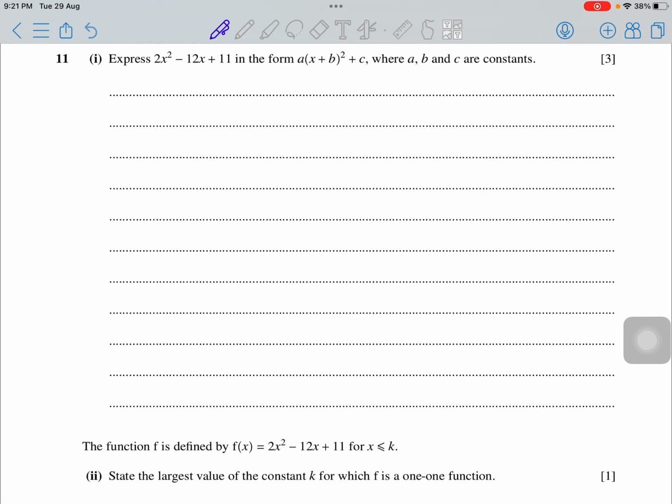I have to express this quadratic expression in the completed square form. So I will factorize my 2 out first. And then I will try to make sense of this expression over here. What is the meaning of x squared? It is actually a square, x and x.